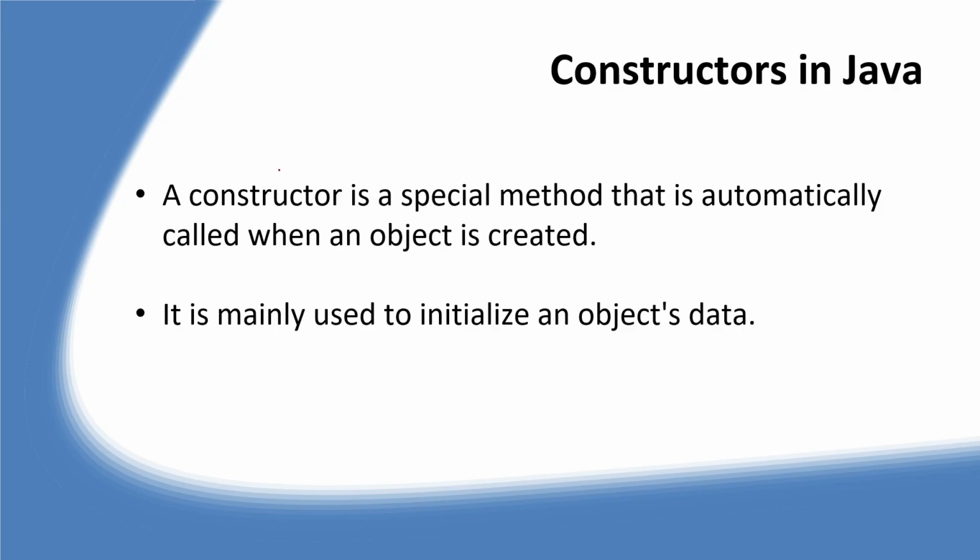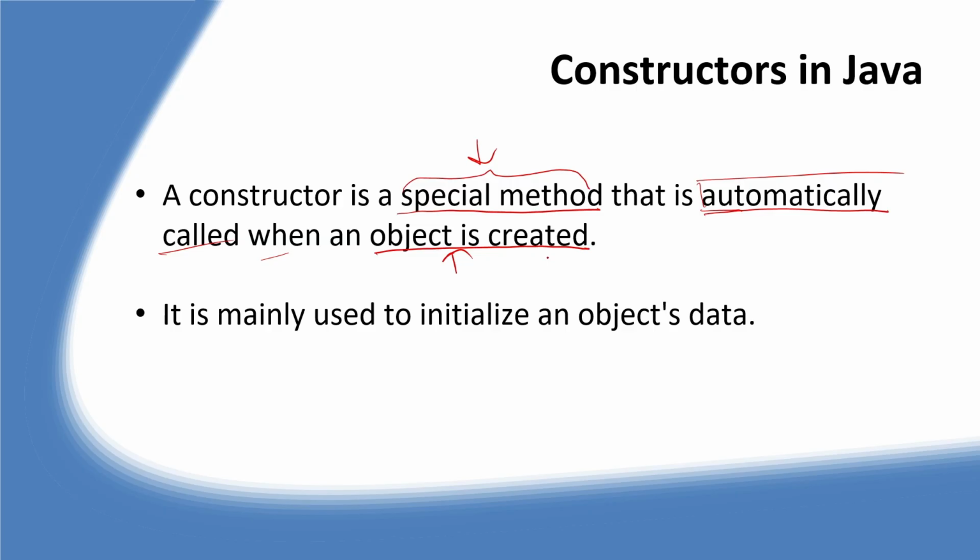Okay, so a constructor is a special method which is automatically called. Focus on this word, automatically. We don't need to call this method explicitly. This is a special type of method which is called automatically when an object is created. So a constructor is a special method which is automatically called when an object is created in the heap memory.